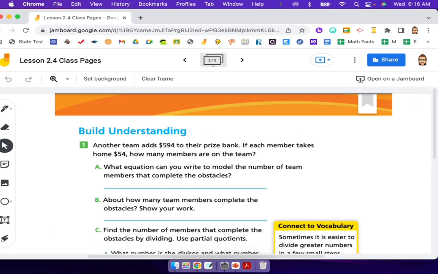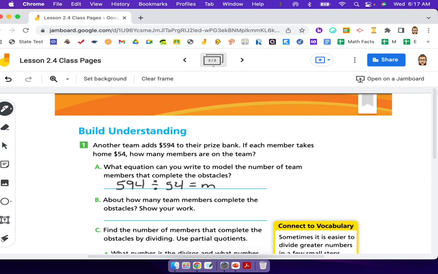So if we look at the build understanding, it says another team adds 594 to their prize bank. If each member takes home $54, how many members are on the team? What equation can you write to model the number of team members that complete the obstacle? Well, for our equation, remember our equation has to have an equal sign. So we're going to do 594 divided by 54, and I'm just going to make it equal to m.